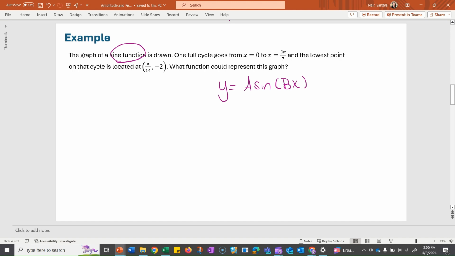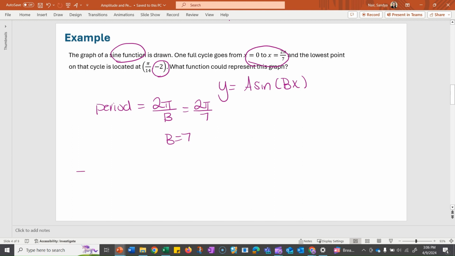It says one cycle goes from 0 to 2 pi over 7. So that's telling us basically the length of a period. We know the period is 2 pi over b. If that's equal to 2 pi over 7, we can pretty quickly figure out that b is equal to 7. Then it tells us that the lowest point is located at pi over 14 and negative 2.